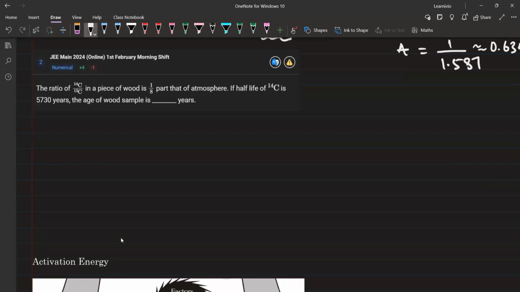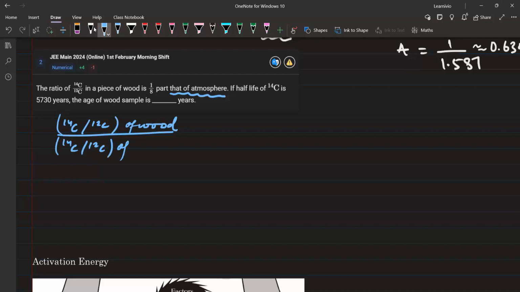See, it is saying that the ratio of carbon 14 to carbon 12 in a piece of wood is 1/8 part that of the atmosphere. Okay, so there is one thing that is not given here. What is the meaning of this part, that of atmosphere? That means if I take the ratio of carbon 14 divided by carbon 12 of the wood, and carbon 14 divided by carbon 12 of the atmosphere, this ratio is equal to 1. I hope now it is clear.